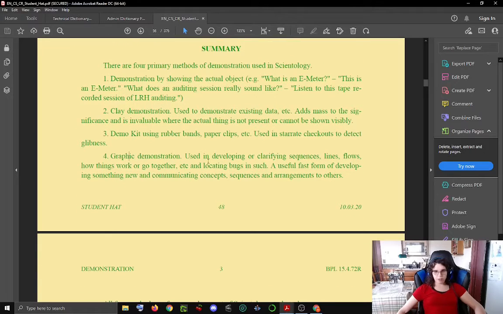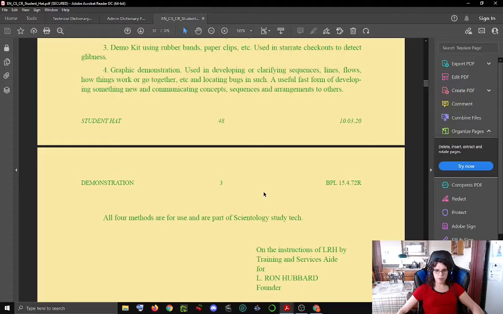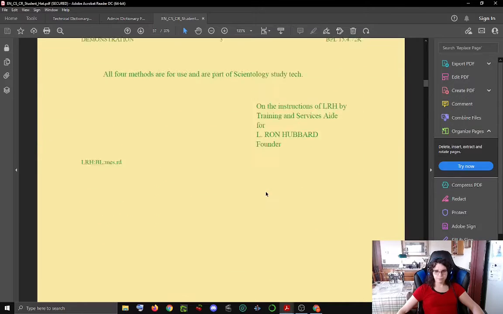Graphic demonstration, used in developing or clarifying sequences, lines, flows, how things work together or go together, etc., and locating bugs and such. A useful, fast form of developing something new and communicating concepts, sequences, and arrangements to others. All 4 methods are for use and are part of Scientology study tech. On the instructions of LRH by Training and Services Aid for L. Ron Hubbard.